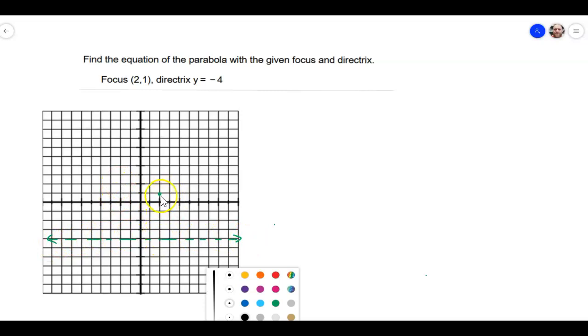So what's right in the middle of these two points? Well, this y value is 1 and this is -4. To find the middle of two values, you just use the midpoint formula. So 1 plus -4 is -3, and -3 divided by 2 is -3/2. That would be right here at about -1.5. This would be right where the vertex is, and then the parabola would open upwards like this.